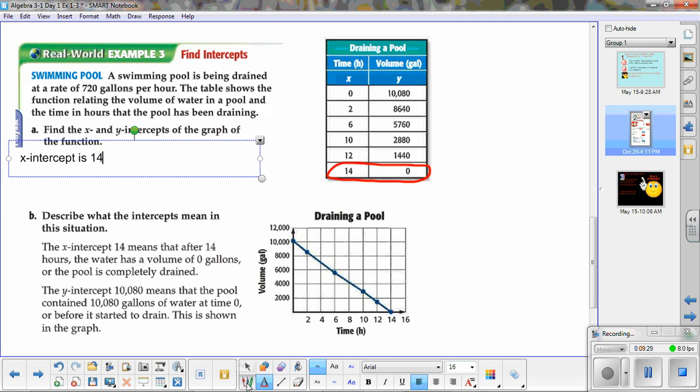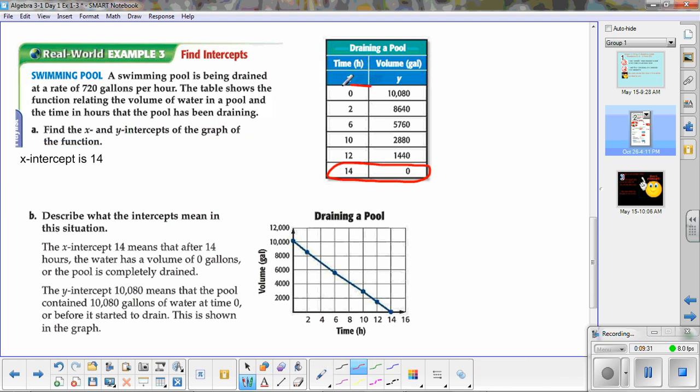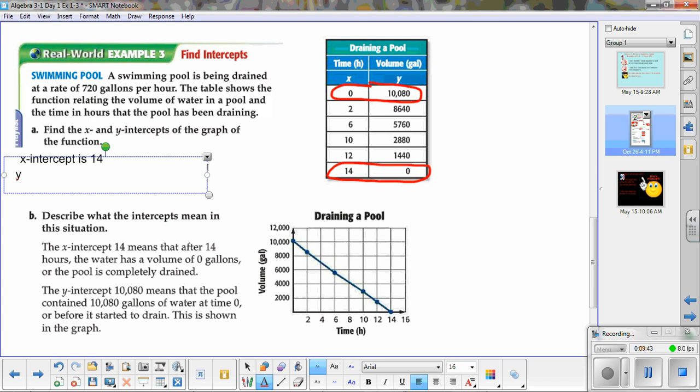Now the y-intercept is when x is 0. So the y-intercept is right there. The y-intercept is 10,080.